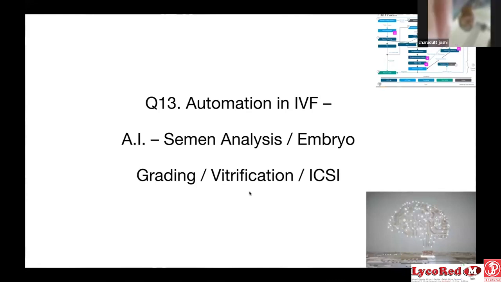Okay, the next topic is automation and AI in IVF: AI in semen analysis, embryo grading, vitrification, ICSI. How many of you feel that if AI is introduced in the lab, your job is going to be very easy, or that it's going to be more responsible? Again, it's an add-on, sir. It is an add-on for total embryology.